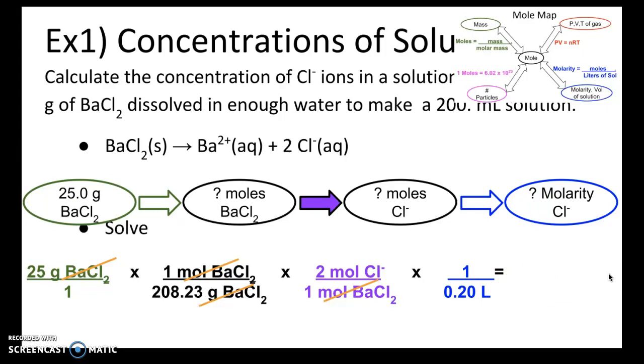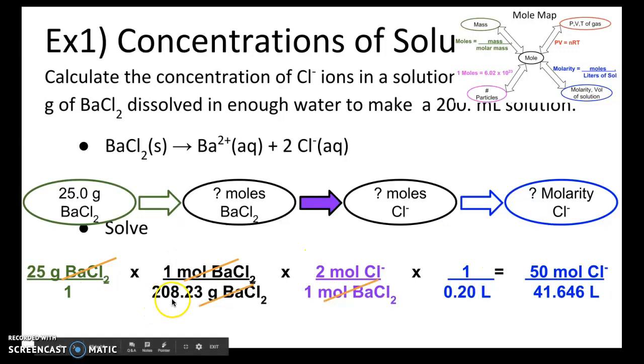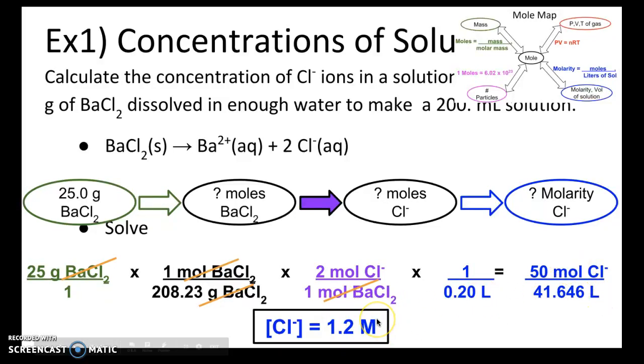All right, so then once I have that, I can go ahead and multiply out my numerators. 25 times 1 times 2 times 1 gives me the 50 on top, and then 1 times 208.23 times 1 times 0.2 gives me the 41.646 liters at the bottom. And when I divide these two together, I get 1.2, and then moles divided by liter is just molarity.